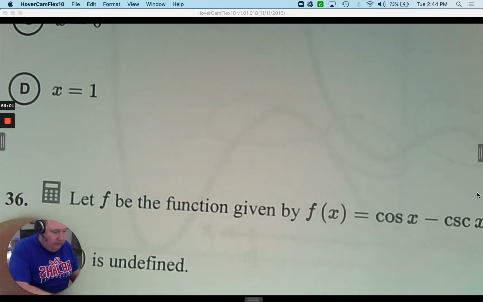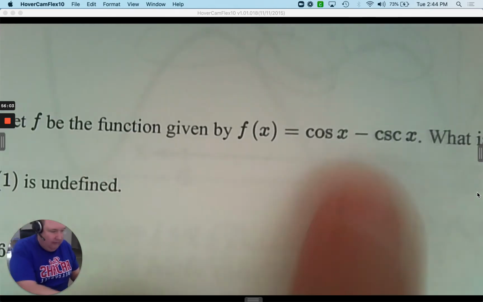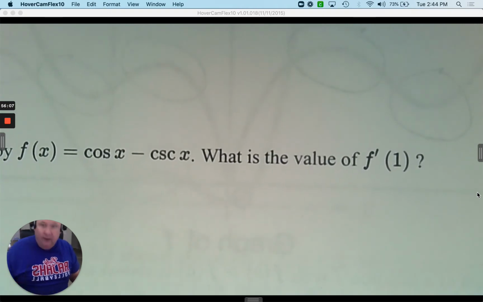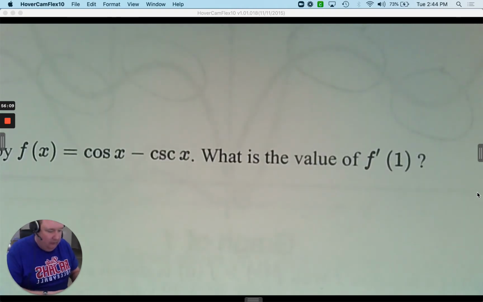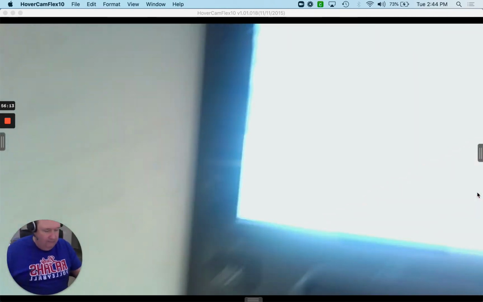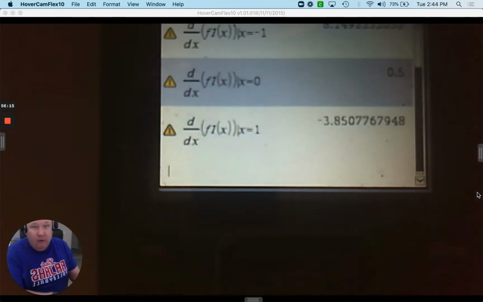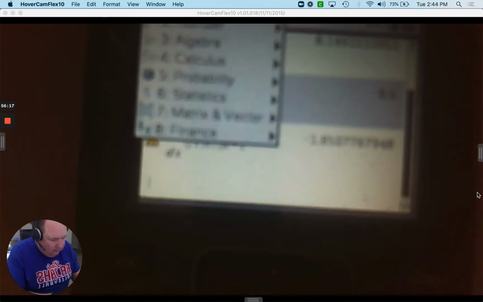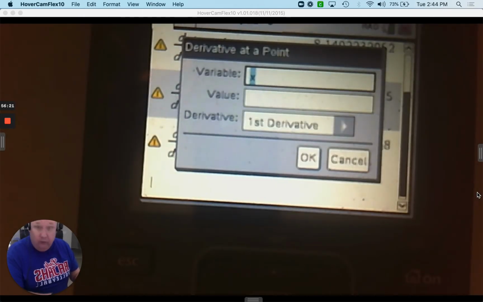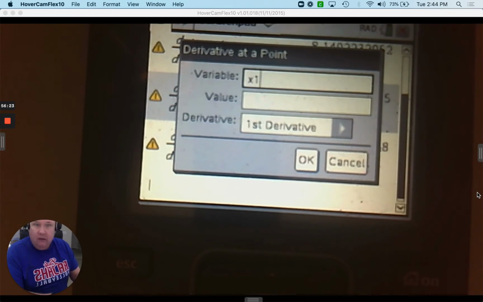So for 36, you get a calculator again. You have a function. It says, what's the value of the derivative at 1 with your calculator? So do you know how to use your calculator to do this? So let's do this together. With your calculator, go Menu, go Calculus, and we're going to take the derivative at a value, which is at 1. Oops. Go back, go down.